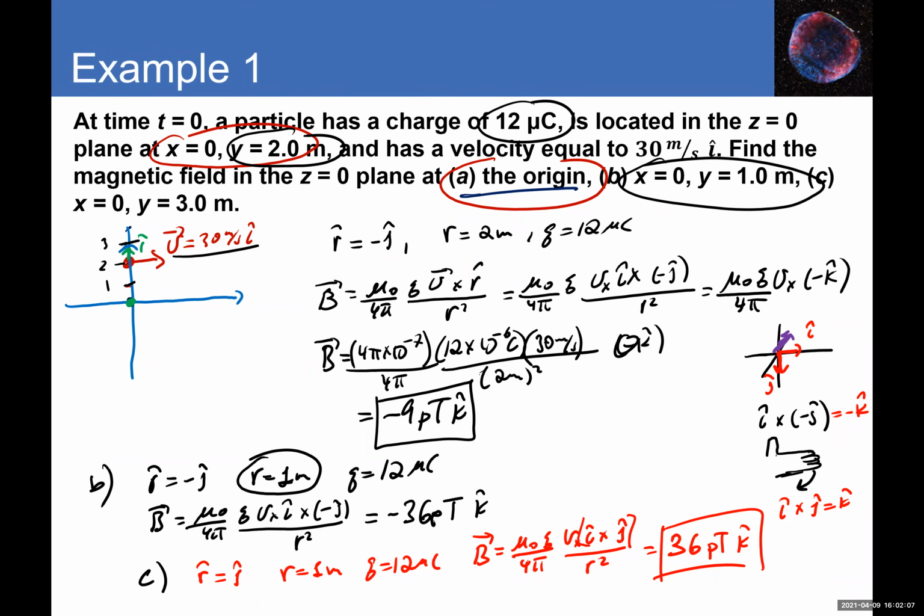Because you can see, it's coming out, going in, coming out, going in. Let's say here's out, here's in, because it goes in a circle around the moving charge. So this is how we can find the magnetic field at different positions from a moving charge.